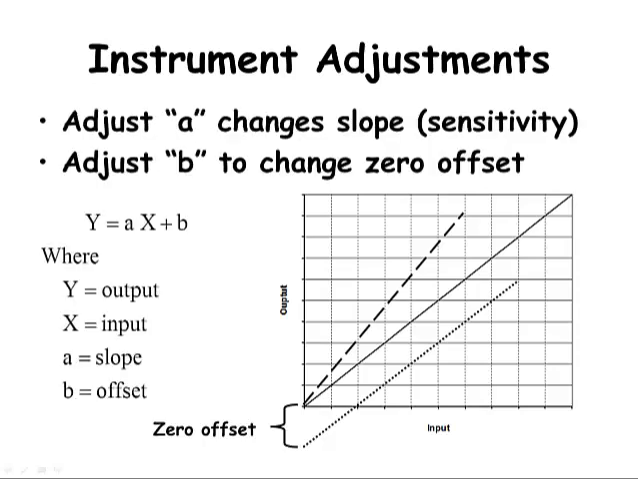So when adjusting instruments for calibration against known inputs, you can usually adjust the sensitivity and the zero offset. The sensitivity adjustment changes the slope, which corresponds to changing a in the linear relation y equals a times x plus b. The zero offset adjusts the whole line up or down and corresponds to changing b.